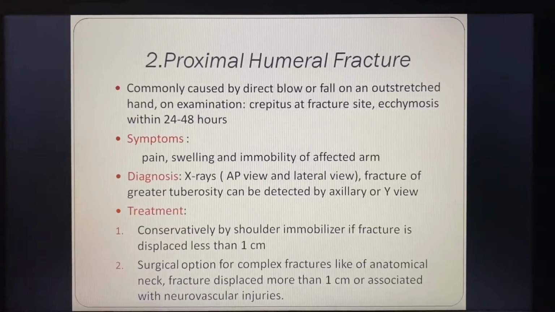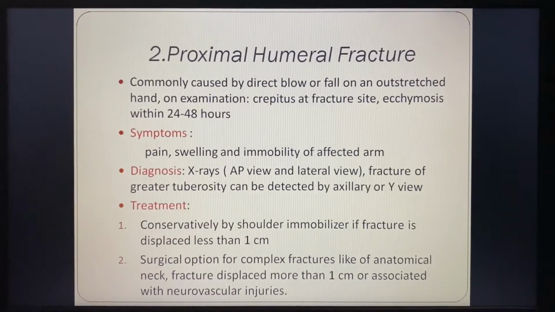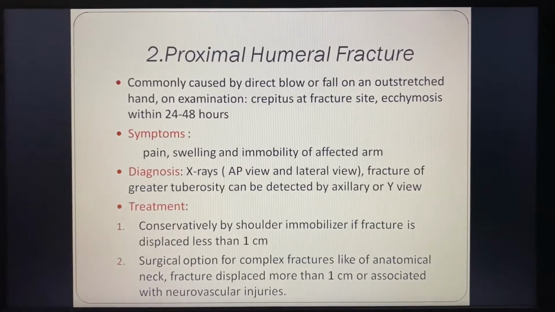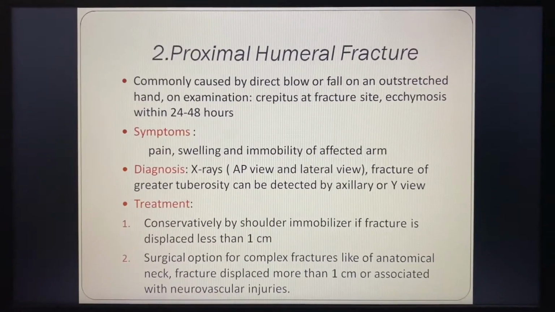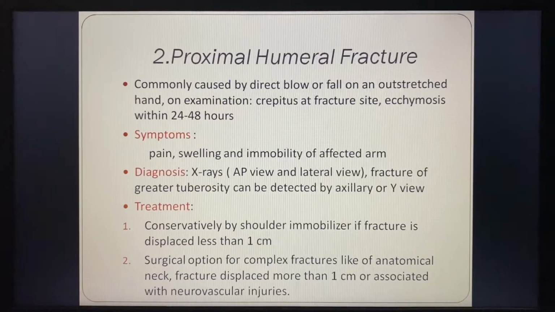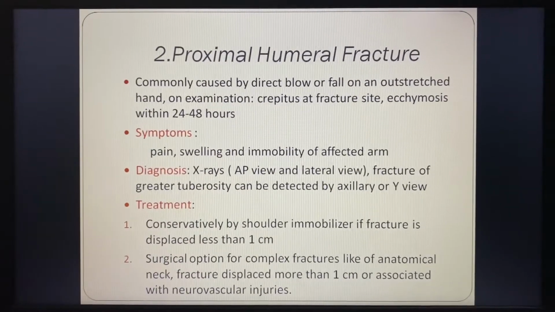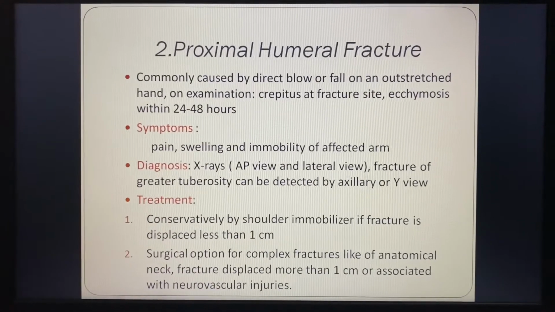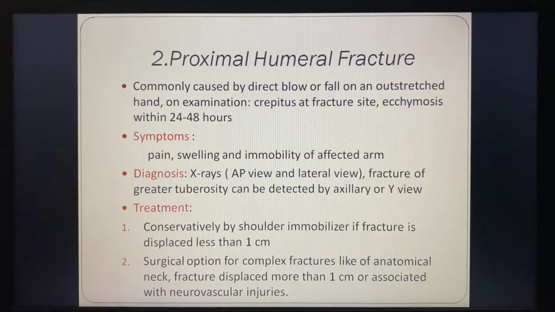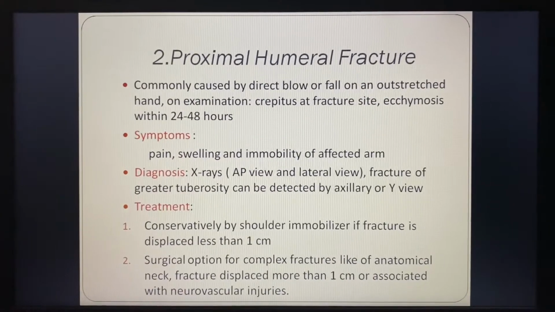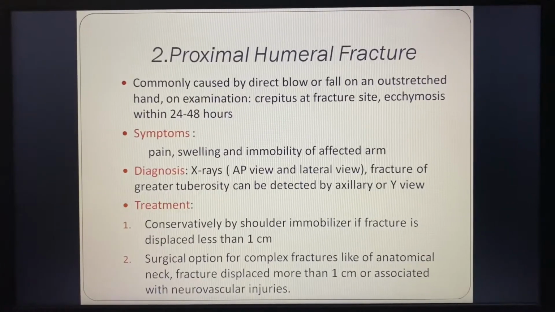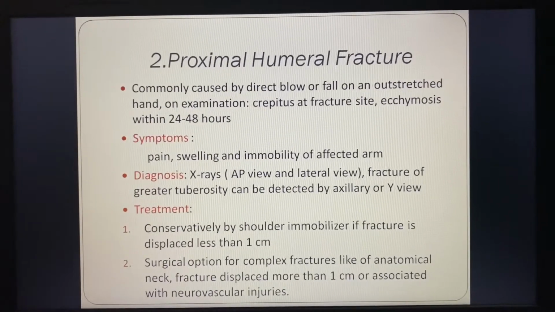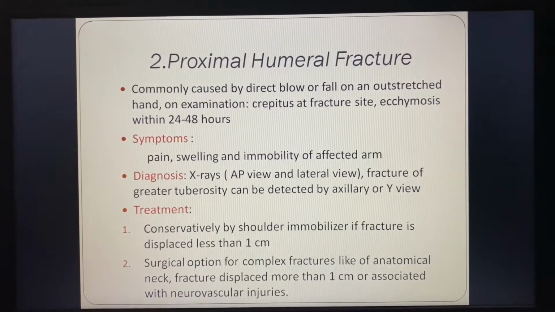Number 2 is a proximal humeral fracture, commonly caused by a direct blow or a fall on an outstretched hand. On physical examination, crepitus at the fracture site is often noted. Ecchymosis within 24 to 48 hours is usually seen. Symptoms are the same: pain, swelling, and immobility of the affected arm. Diagnosis is confirmed with X-rays. AP and lateral views are used for the proximal humeral fracture.